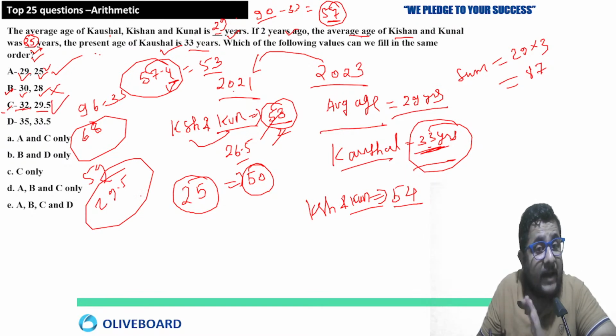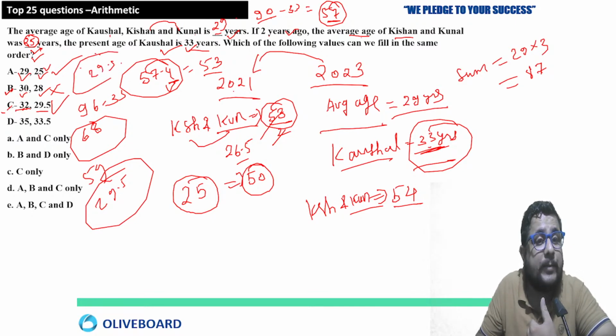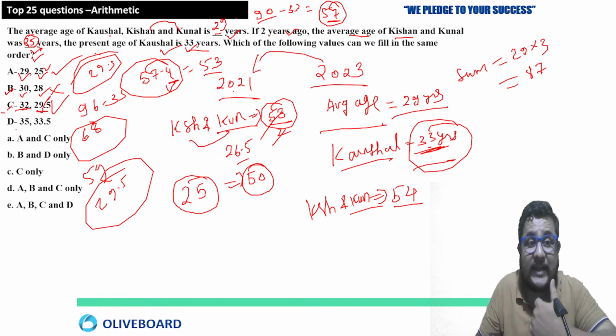So how I have done this for you now. See, what I said, 32 into 3, 96. 96 minus 33. So the age sum of Kishan and Kunal at present is going to be 63. But 2 years ago, 59. 59 by 2, 29.5. So is this given for the second blank? Yes, it is. So you can do it. It's about your calculation. Your calculation must be good, then you can easily do it.